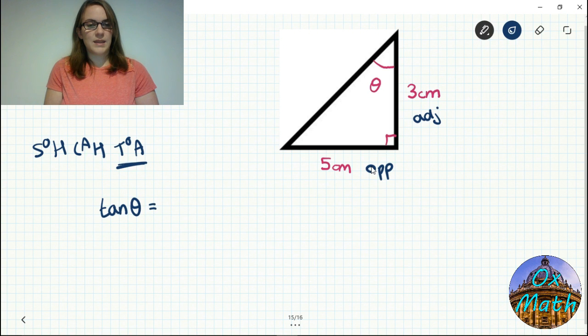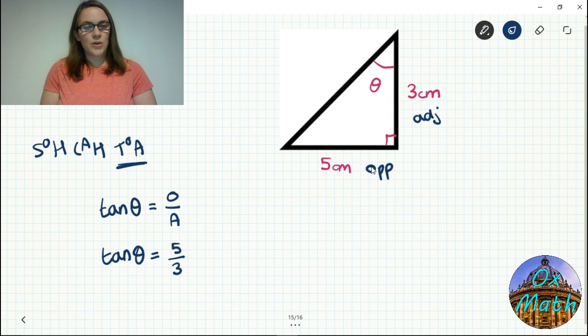That is tan theta is equal to the opposite over the adjacent, and then we can fill in the parts that we know. We don't know the angle, but we do know that the opposite is 5 and the adjacent is 3. You could put that into your calculator and work it out, but that will give you a recurring decimal, so it is easier just to leave it as a fraction.